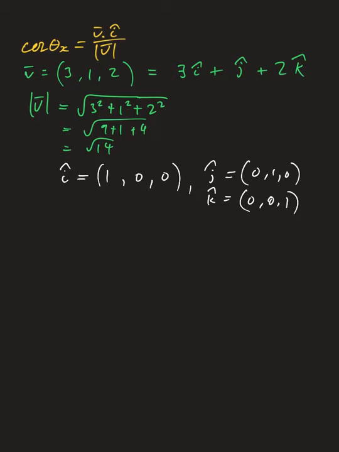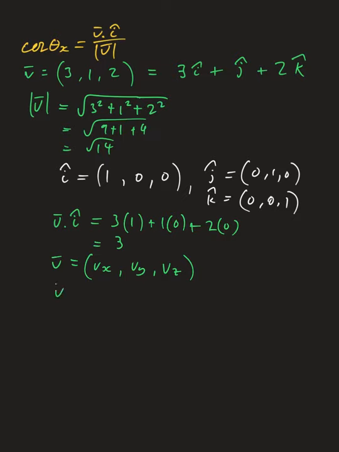So v dot i is just going to be equal to 3 times 1 plus 1 times 0 plus 2 times 0, which is equal to 3. If I were to write v in terms of general components, let's call them vx, vy, and vz, then v dot i is always just going to be equal to your x component by definition. So in that case, it's 3.